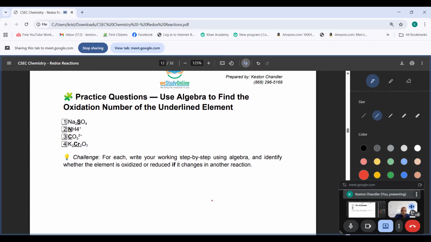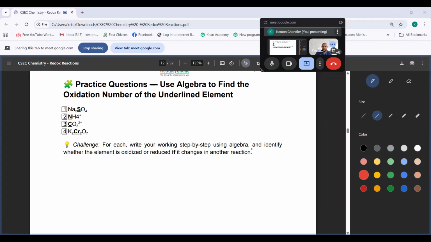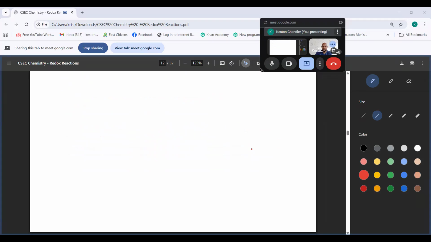All right. I want you to try some for me using the rules that we just talked about. These 4 questions here, I want you guys to work out using algebra the oxidation number of the underlined element. Right? Try that. Let's take a look at the answers.